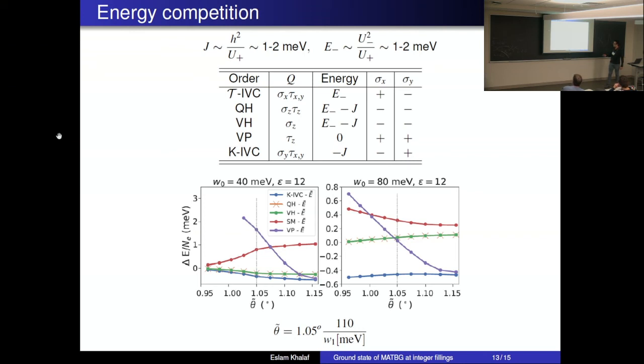So here we have some numerical Hartree-Fock calculations that verify this. Since these are all Slater determinant states, they can be captured within Hartree-Fock. You can see, for example, that this green line is a valley Hall state, and this purple line is a valley polarized state, and they cross as we change the angle or the model parameters. However, in all cases, this KIVC, Kramers intervalley coherent order, is always the lowest energy state.